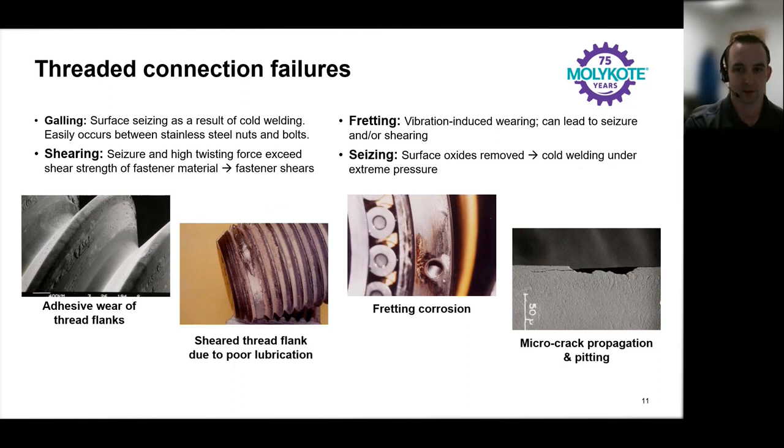Then we have shearing. Shearing happens when the torque results in fastener twisting. This can cause high friction between surfaces, which results in seizing. Once the shear strength of the materials is passed, the fastener will shear. And you can see in the second image an example of what this shear failure looks like. Then we have fretting. Fretting is due to vibration. As the materials vibrate against each other, they vibrate through the oxide layer, causing corrosion. You can see in the third picture that it's starting to form around that bolt hole. And then the last image just shows some pitting and microcrack propagation.